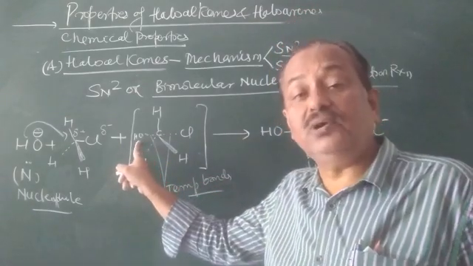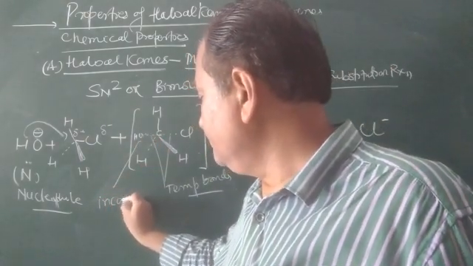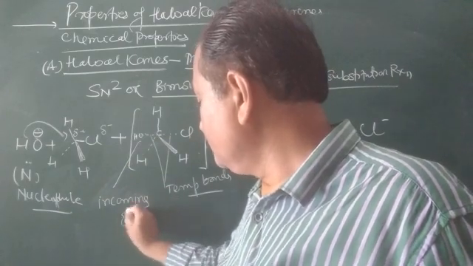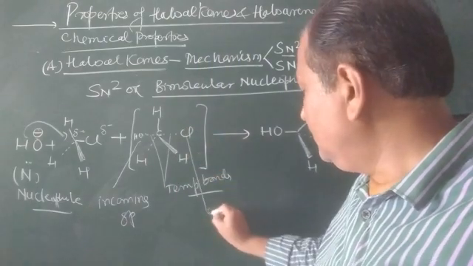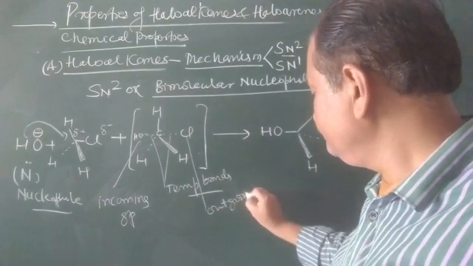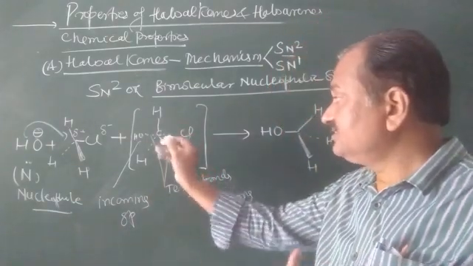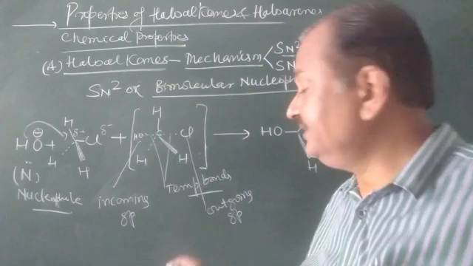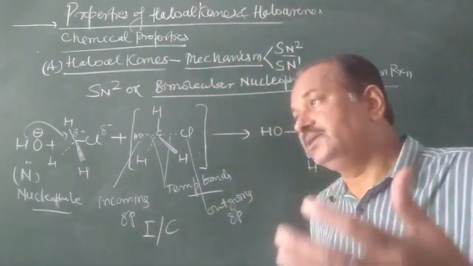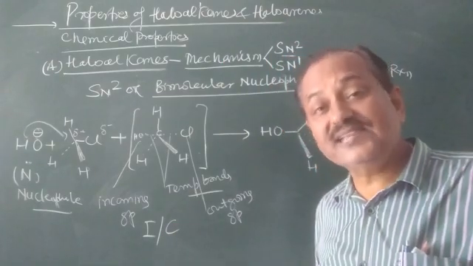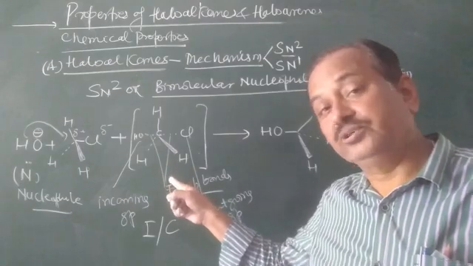And this group is called incoming group. This group OH is called as incoming group, and this is said to be the outgoing group. And this in the square bracket is the intermediate compound, or the compound of transition stage. This is neither the reactant nor the product.